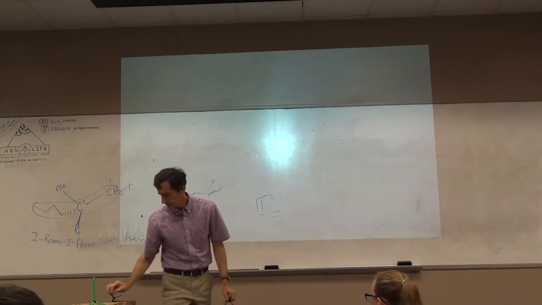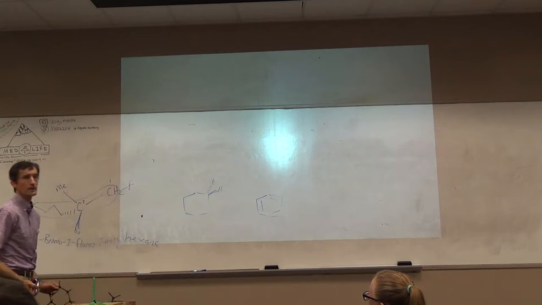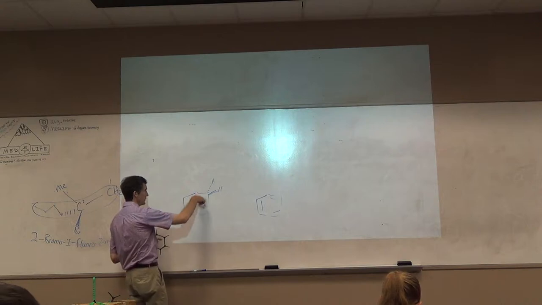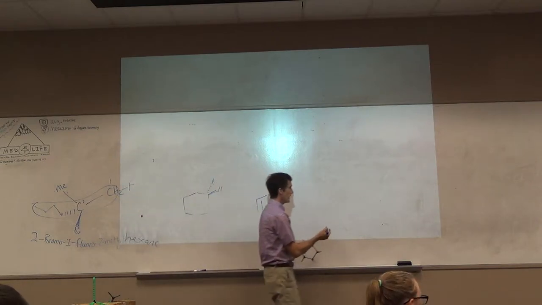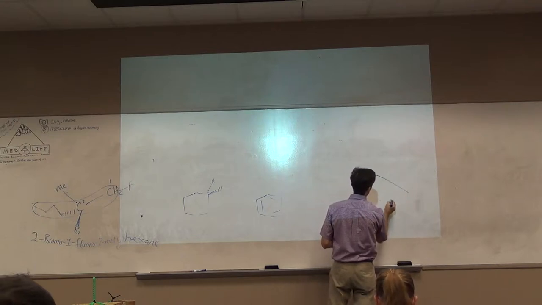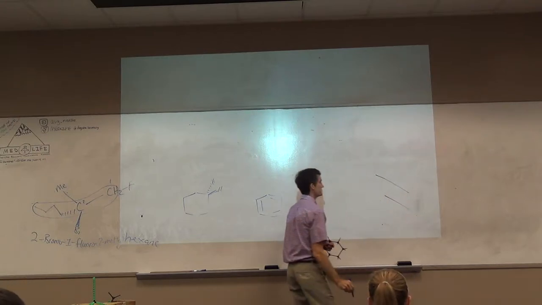How do you draw a chair? And we will never talk about boat again. Chair conformation. How do you draw this? What's a more appropriate view of this? Here we go. Two lines, a little bit offset and parallel, like this.